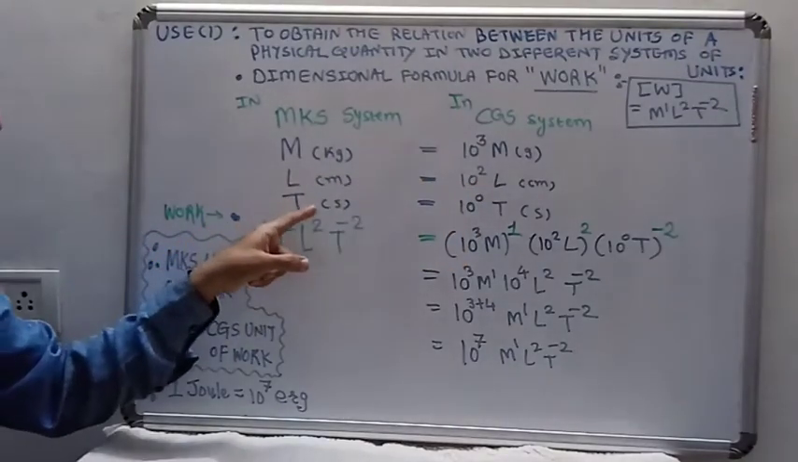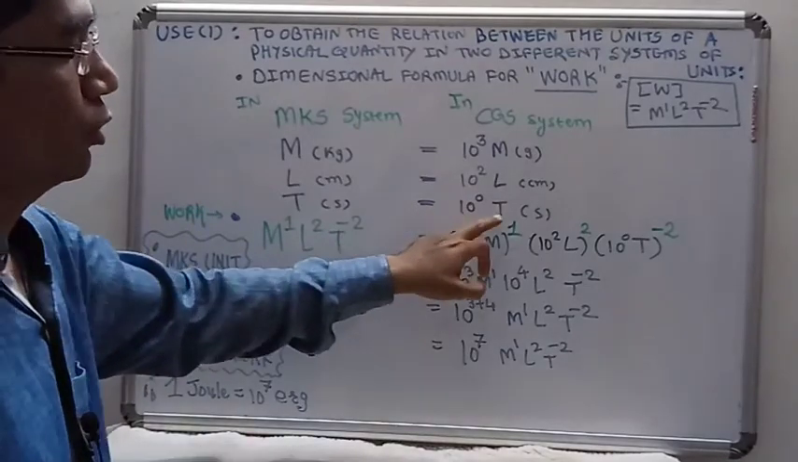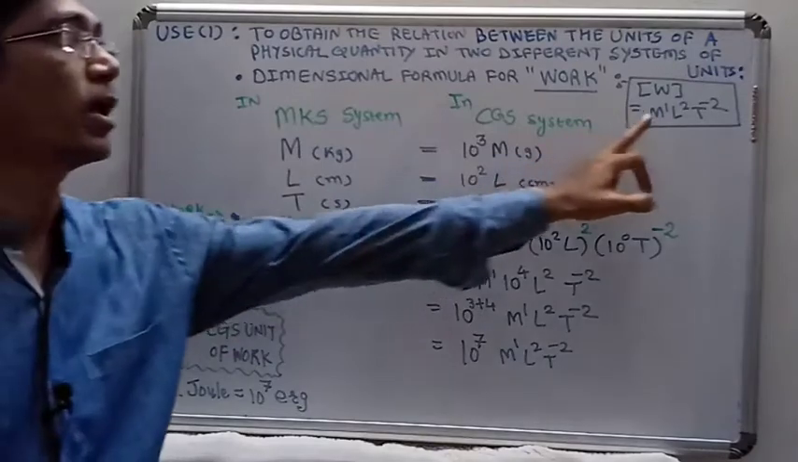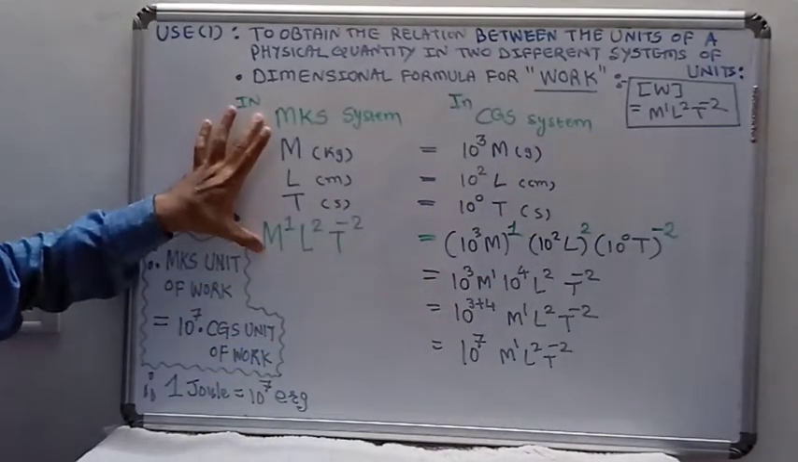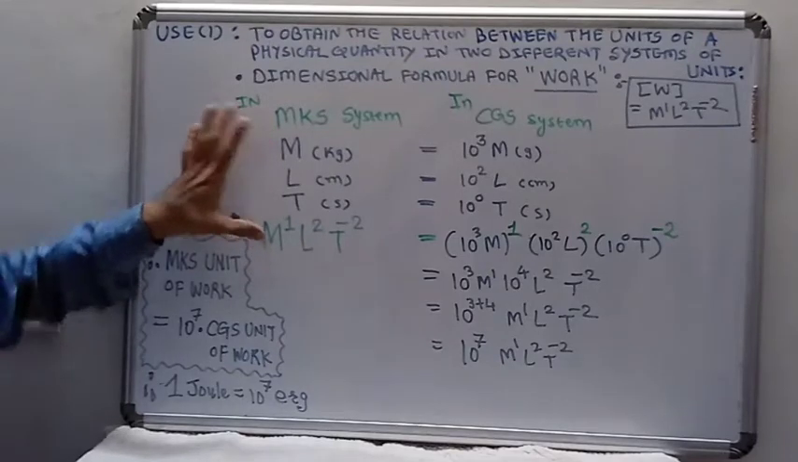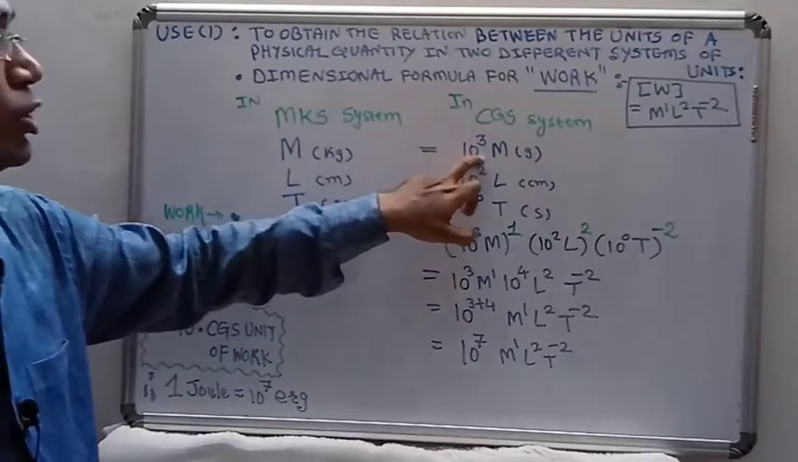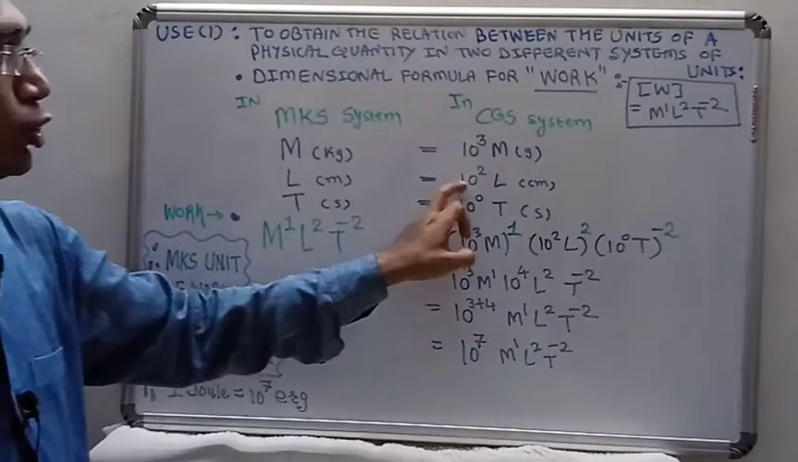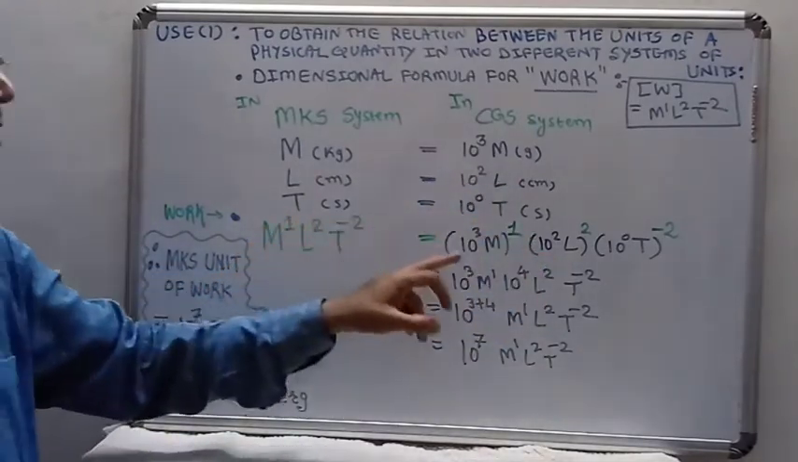Time is the second, which remains the same in CGS also, 10 raised to 0 T second. So the dimensional formula of work is M1 L2 T minus 2. Here M1 L2 T minus 2 in the MKS system is taken as 1 joule. In CGS, instead of M we have to write 10 raised to 3 M, the unit is gram. L is 10 raised to 2 L, the unit is centimeter, and time is second.